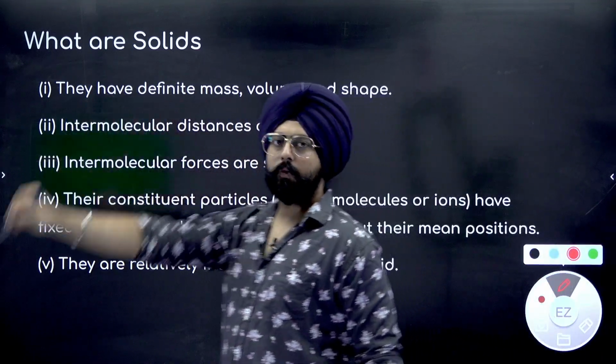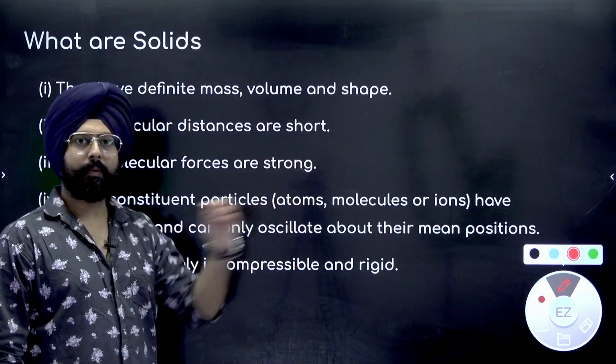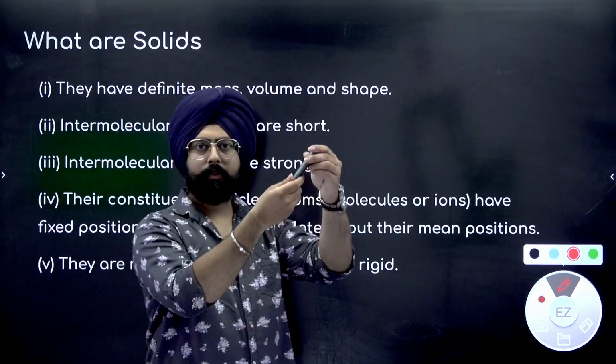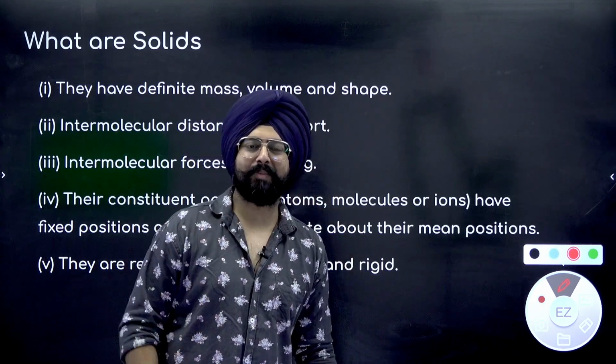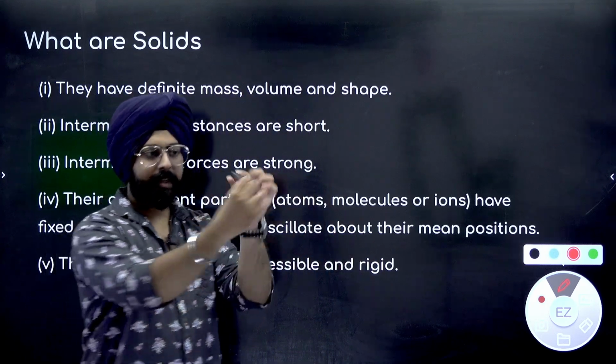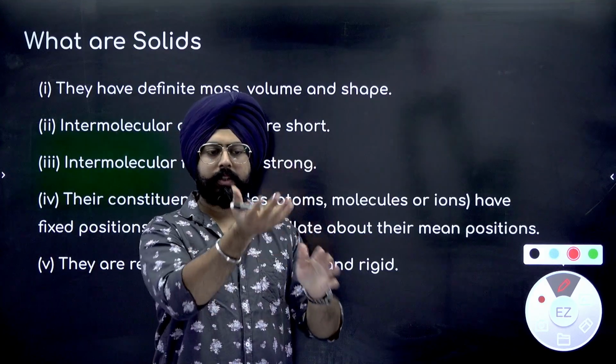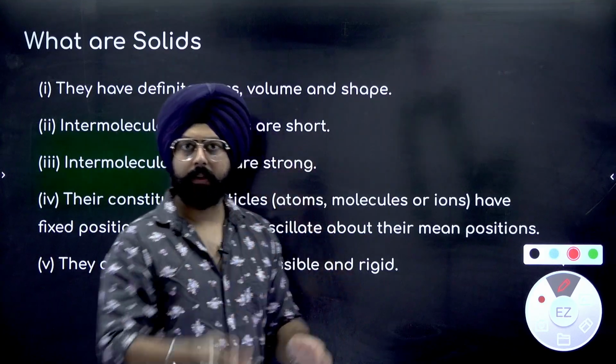definite mass, volume, and shape. Take this pen for instance. I can't bend it. It'll break my hands before I can bend this. It has a very beautiful definite shape. It has absolute mass, right?